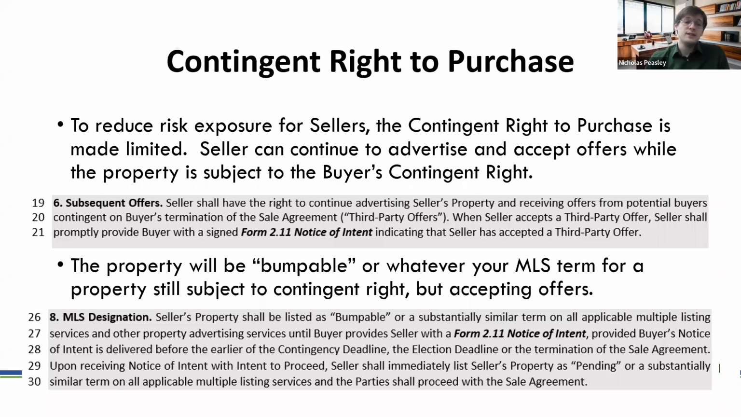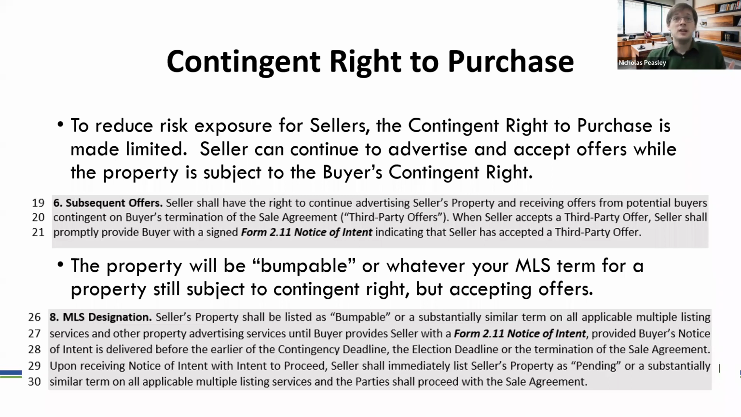Beyond that, if there is ever a notice of intent, which is where you solidify the deal, if you get a notice of intent that says buyer is proceeding with the transaction, seller is immediately supposed to switch the property over to pending. So it's bumpable as long as the contingent right is live. Once the contingent right disappears, the house transfers over to pending. The seller's agent should be the one switching that over to pending on the MLS.